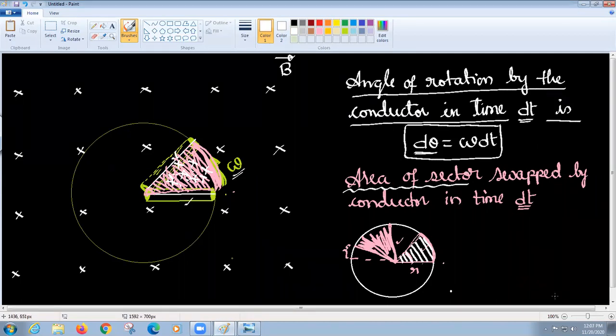Okay, so now you just tell me one point. Let me make things very simple. If this is my theta, what is the area of the sector here now? Tell me in radians.